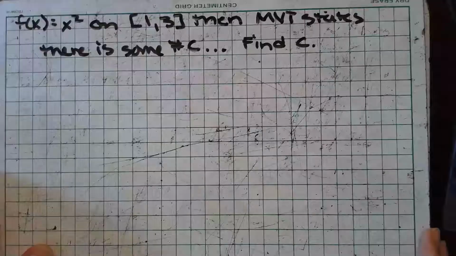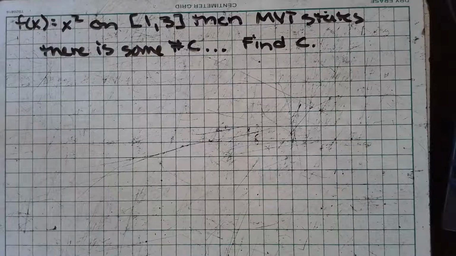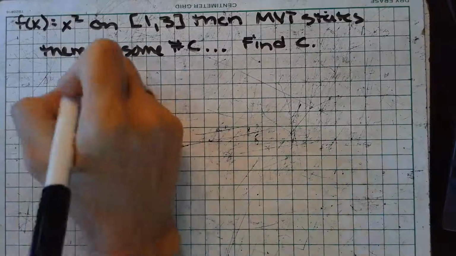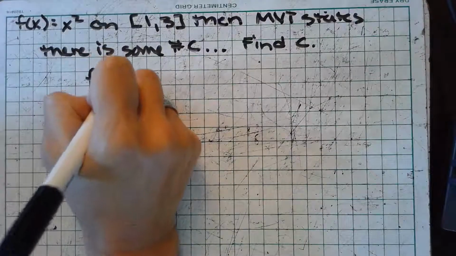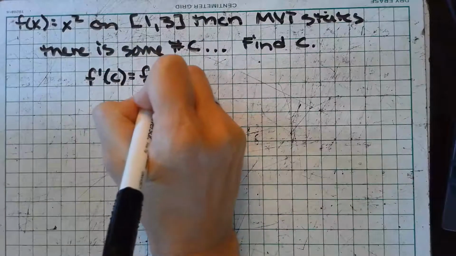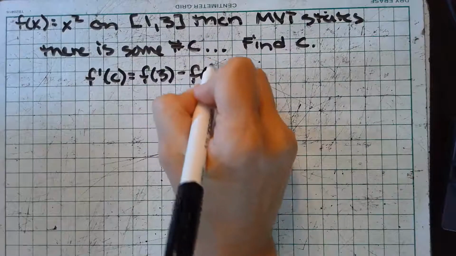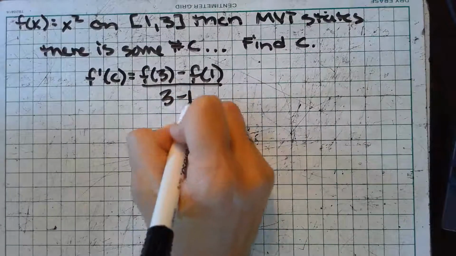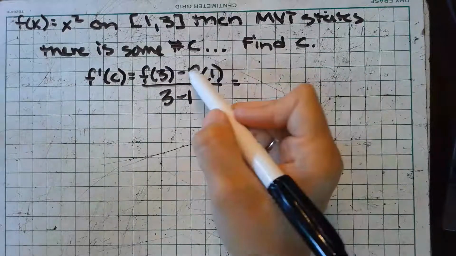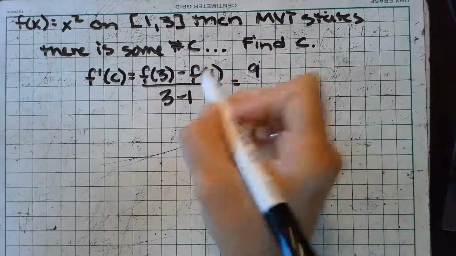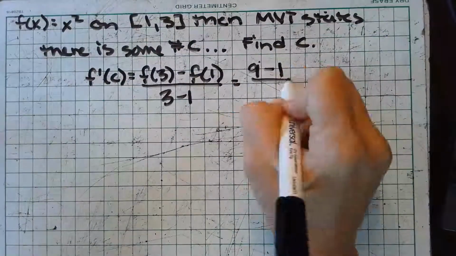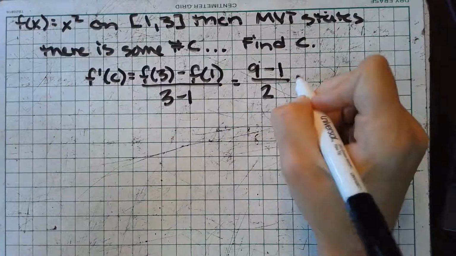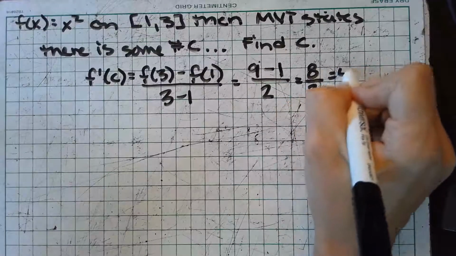We have f of x equals x squared on the closed interval 1 to 3. Then MVT states there's some number c, and we want to find that number c. Okay, so we want to find the c that satisfies MVT here. So MVT is f prime of c equals, we're going to do f of 3 minus f of 1 over 3 minus 1. Okay, f of 3, we'll think 3 squared is 9. f of 1 squared is 1. And we already know 3 minus 1 is 2. So this is 8 over 2, which is 4.